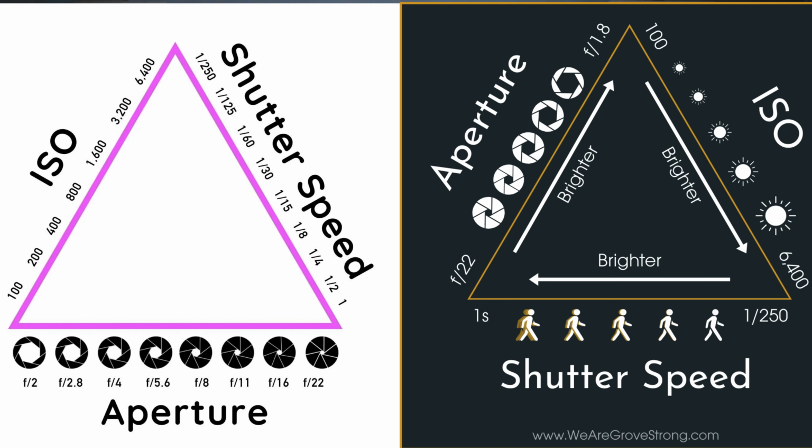Let's dive in. The exposure triangle consists of three key settings: ISO, shutter speed, and aperture. Understanding how each affects your image will help you master manual mode and take your photography to the next level. Let's break it down. The exposure triangle breakdown.